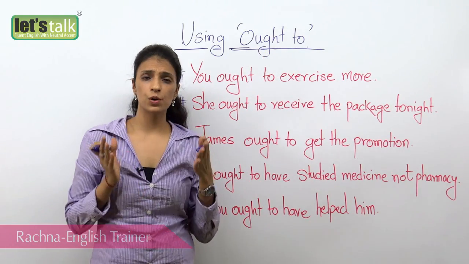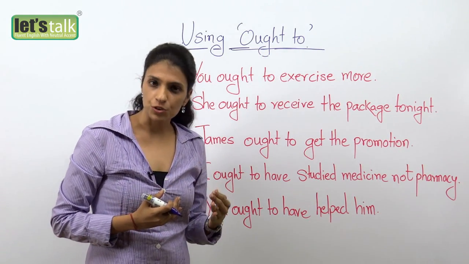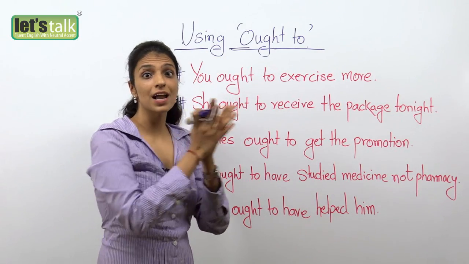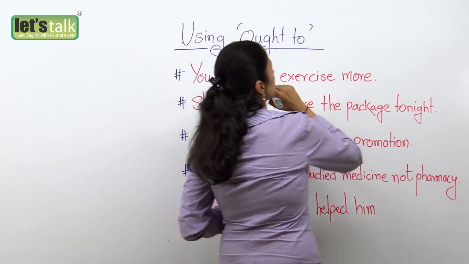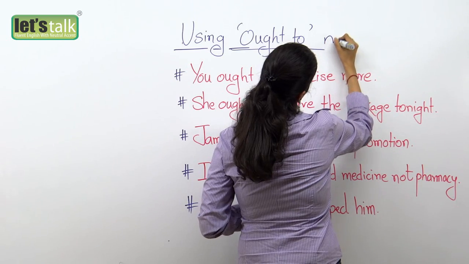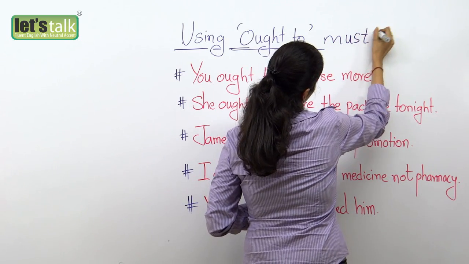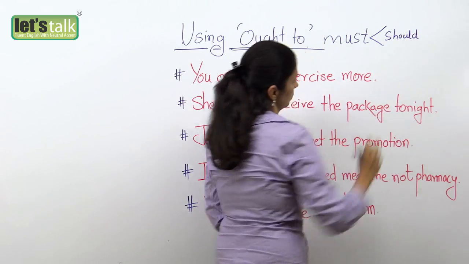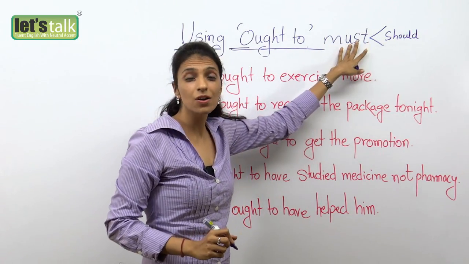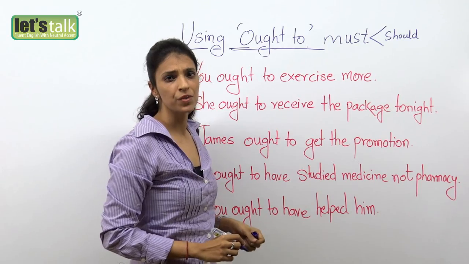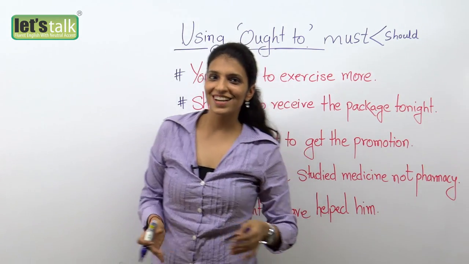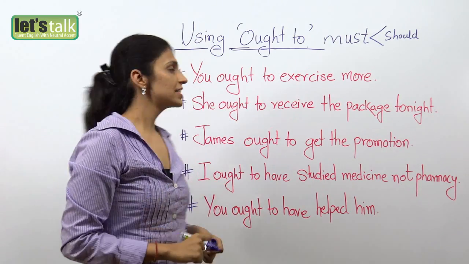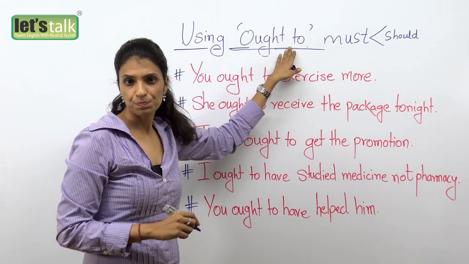Now, ought to is a modal verb. It is similar to should, okay, but it is a little stronger than should and not as strong as must. So let's say it's something like this. Okay, so it is stronger than should but not as strong as must. Now a lot of people don't use it, and a lot of people get confused and they don't know how to use it. So in today's class we're going to learn how to use ought to.